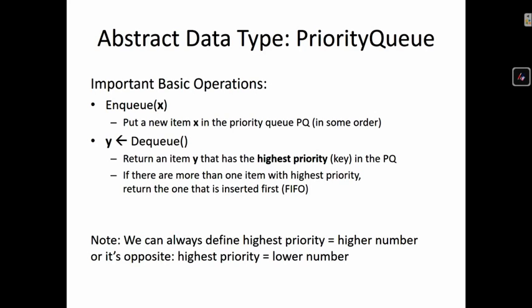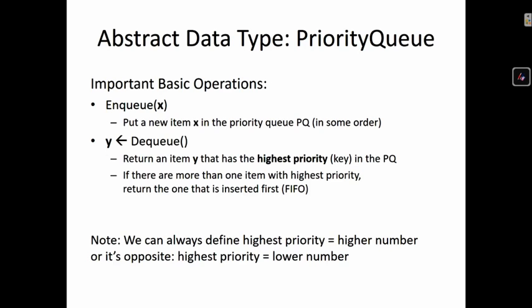The priority is basically the key value that is used when you insert something into a priority queue. Next, dequeue is to return the item Y that has the highest priority or key value from your priority queue. If there is more than one item with the same highest priority, then you just return the one that's inserted first. So this will be like a normal queue, first in, first out, when they have the same highest priority.